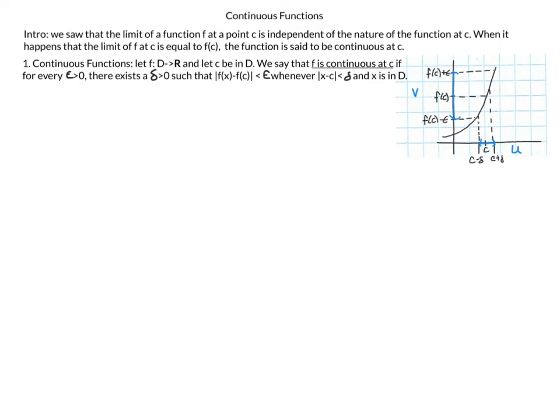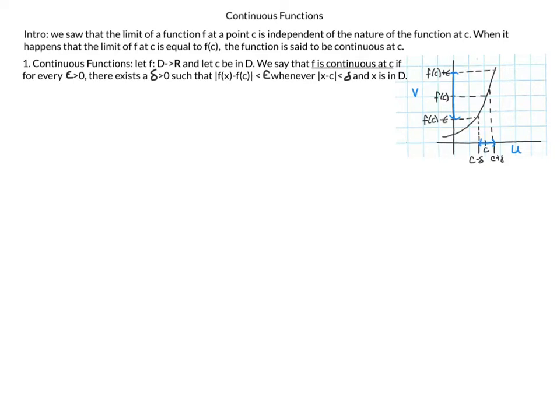So if f goes from some domain to the real numbers, it's a mapping, and we let C be in the domain. We say that f is continuous at C if for every epsilon greater than 0, there exists a delta greater than 0, such that |f(x) - f(c)| is less than epsilon whenever |x - c| is less than delta.